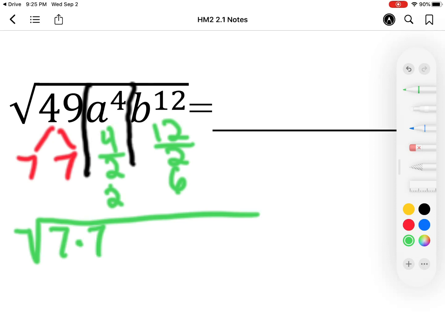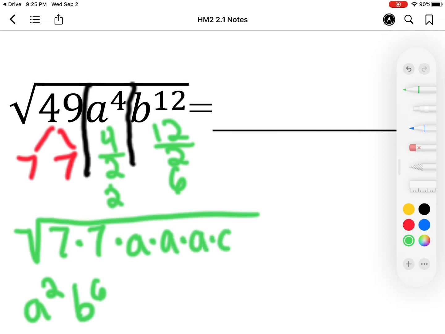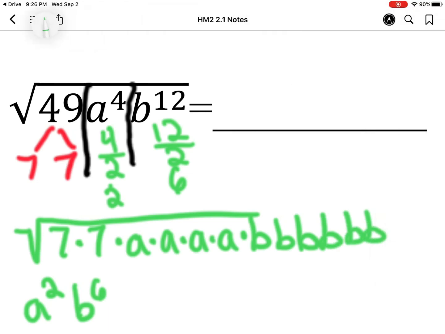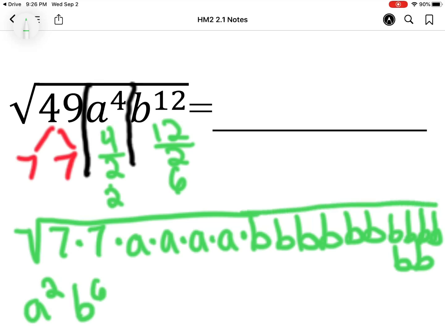We can do it multiple ways. You can go ahead and say on the outside we have a to the 2nd and b to the 6th. Or you can write it all out: 1, 2, 3, 4, and then 12 b's, which would get a little ridiculous, but you can always do that. 1, 2, 3, 4, 5, 6, 8, 9, 10, 11, 12. And all of that would be under the radical.